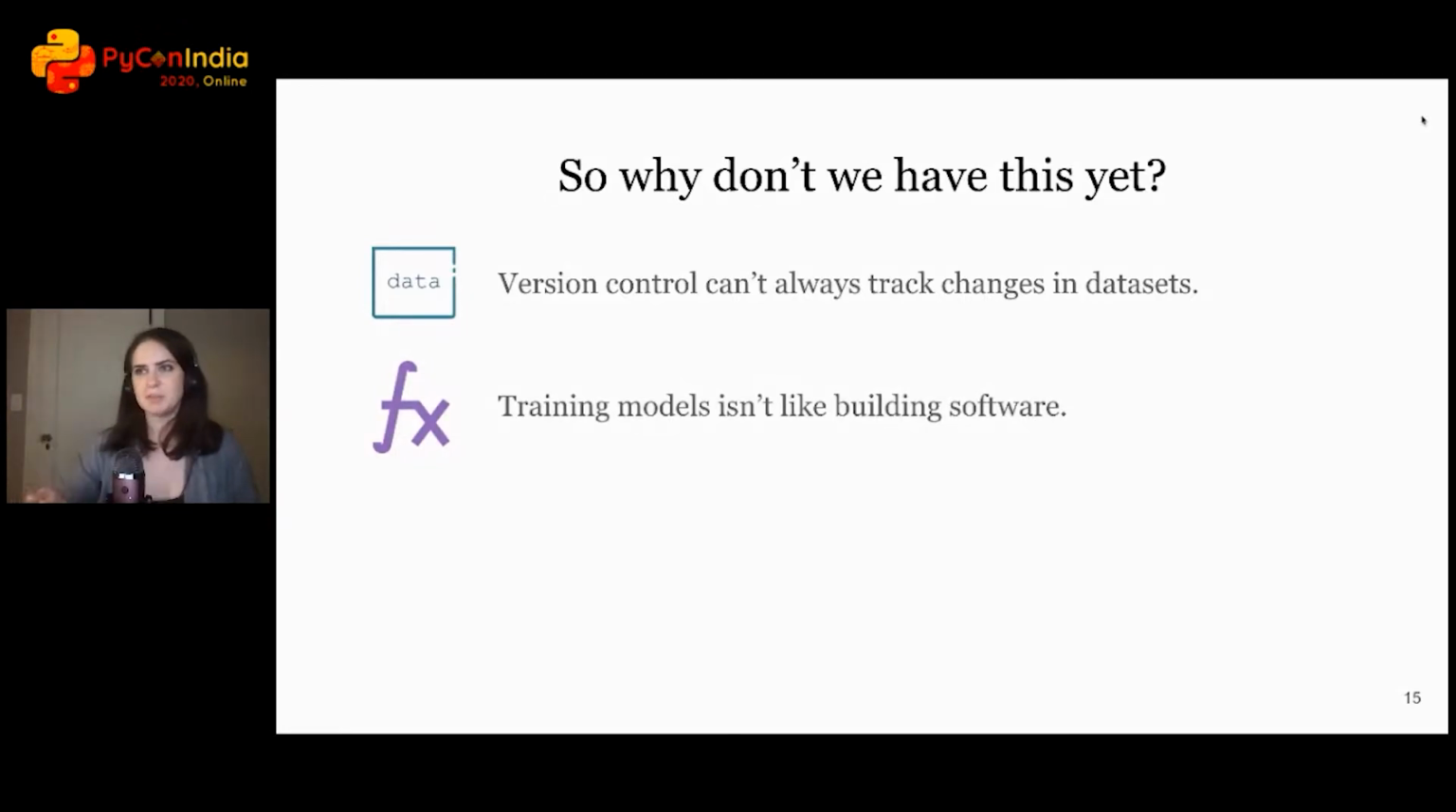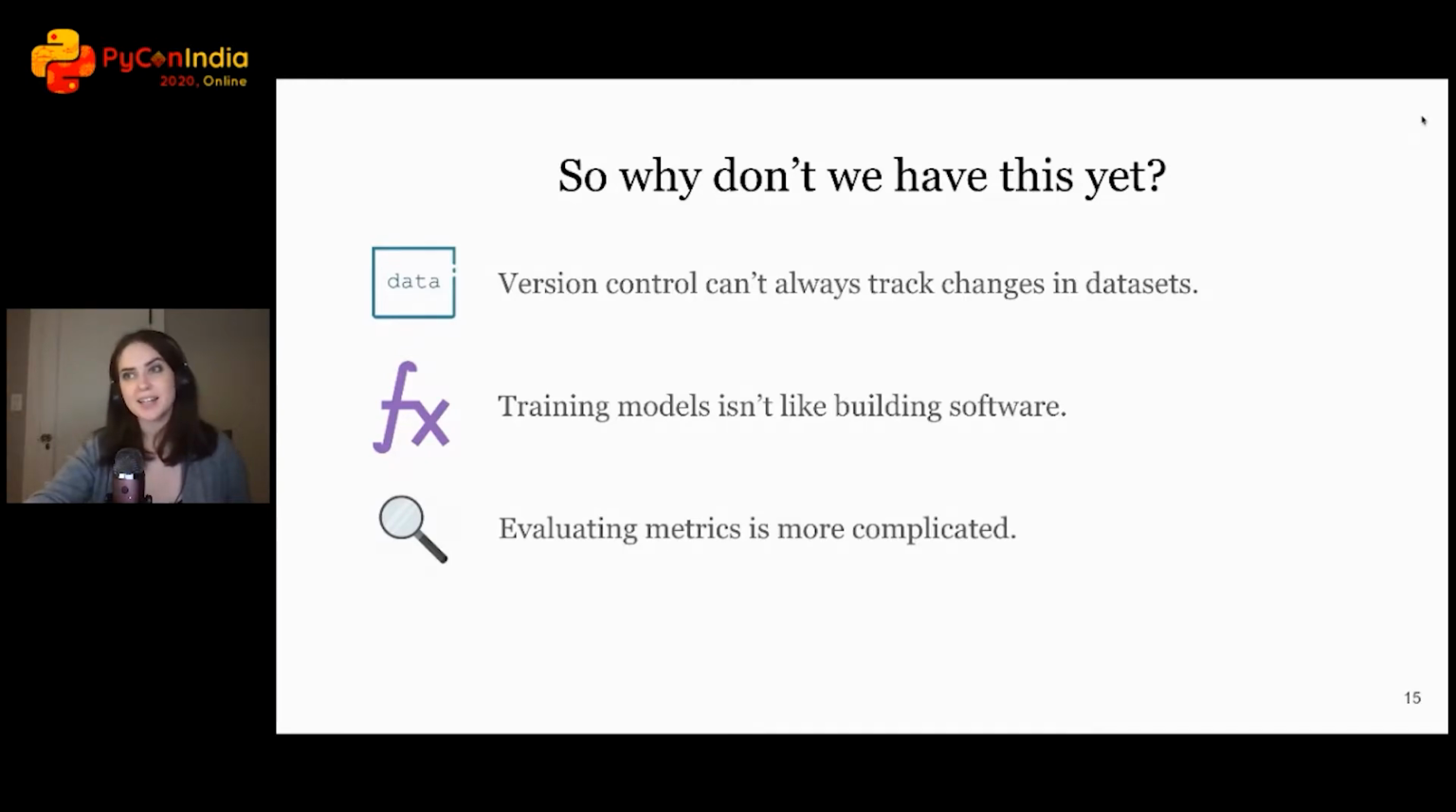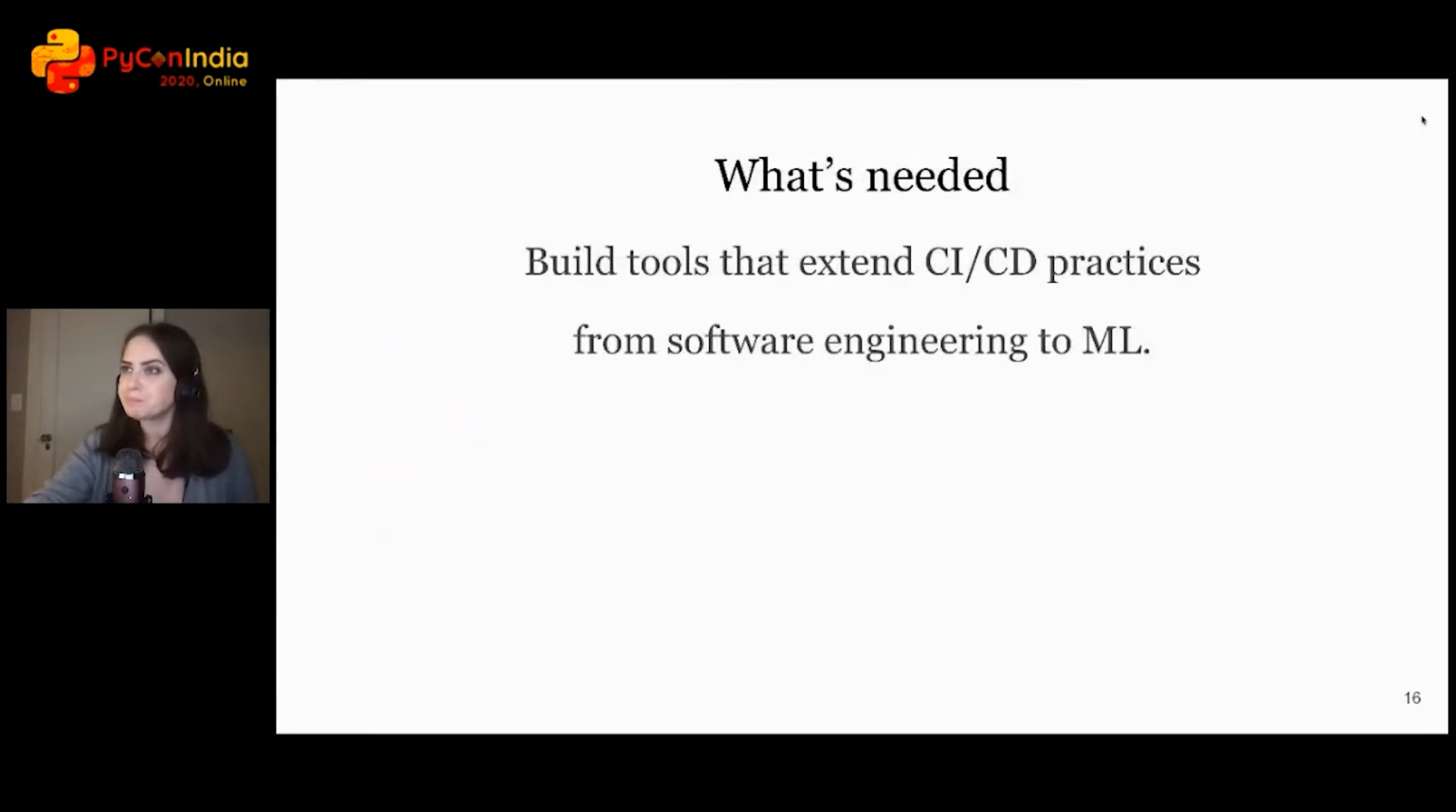Another difference is that training models isn't like building software, and a lot of the hardware that we use for building software or CI with typical systems is not going to cut it for machine learning models. They're simply too big and too resource intensive. And another difference is that evaluating metrics is more complicated. We need something more than pass-fail checks, and that's not built into a lot of typical CI systems.